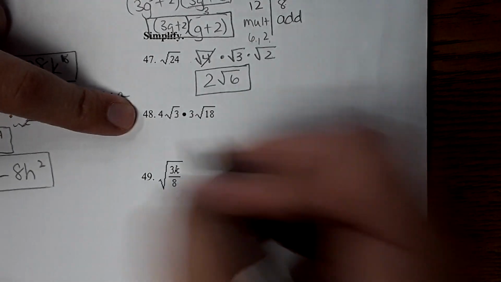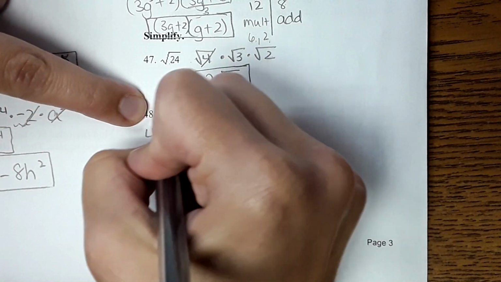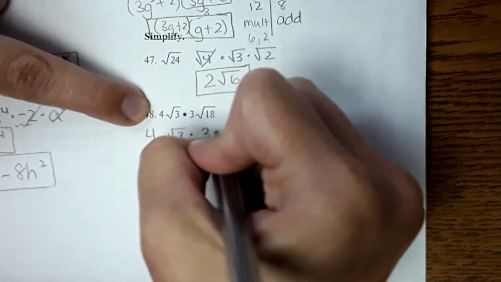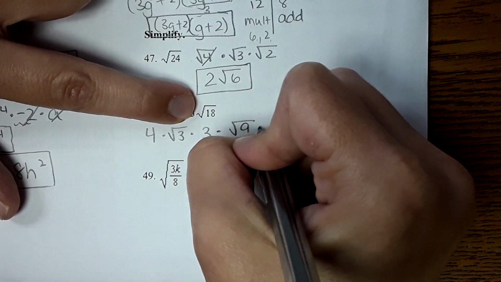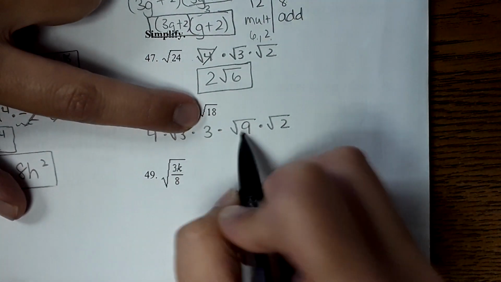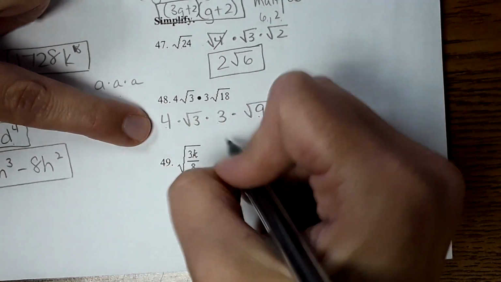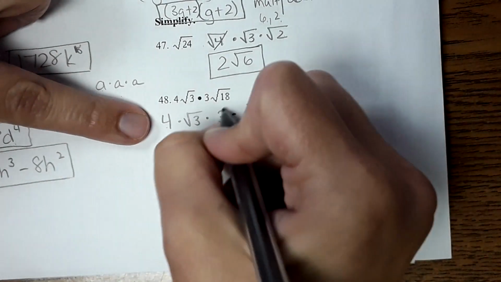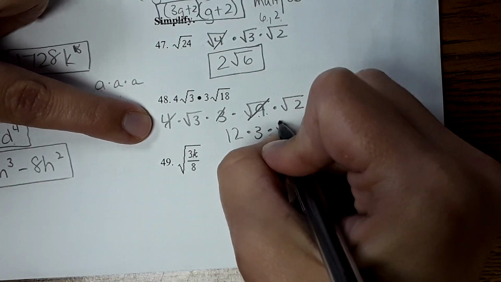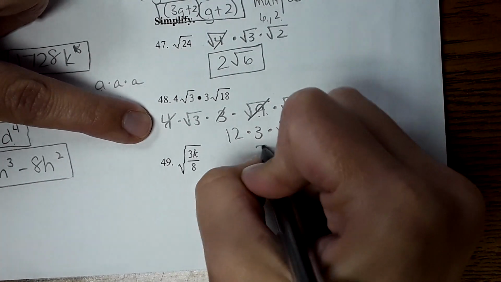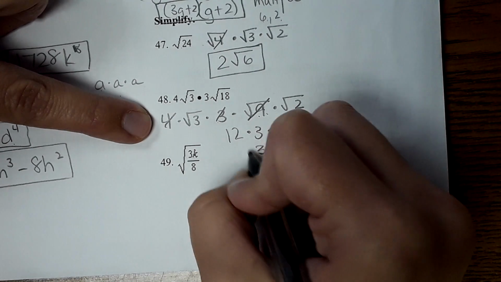48, same idea, just break it up as best you can. 4 times square root of 3 times 18. I'm going to break that up as square root of 9 times square root of 2, because I can take the perfect square of 9. So 4 times 3 is 12. Square root of 9 is 3. And then times square root of 3 times square root of 2. 36 square root of 6.